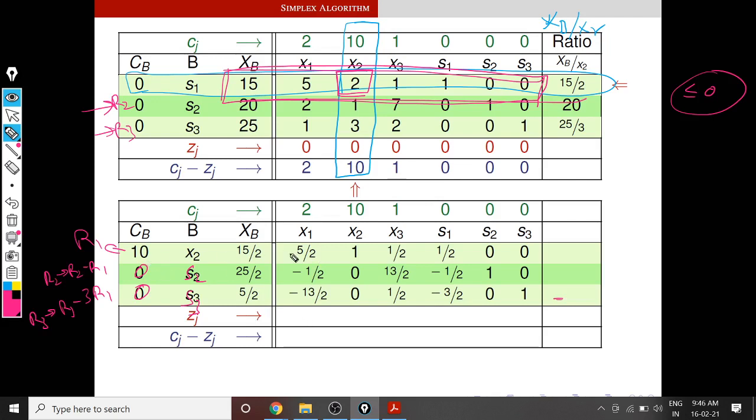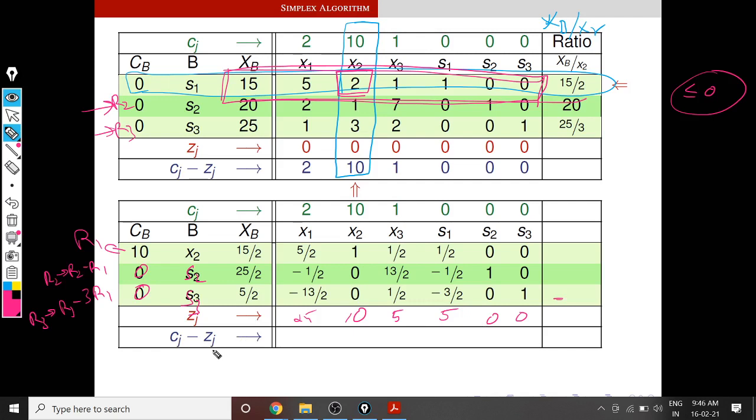So this entry is 25. Similarly, what is Z2? 10. This one is 5, this one again 5, and 0 and 0.